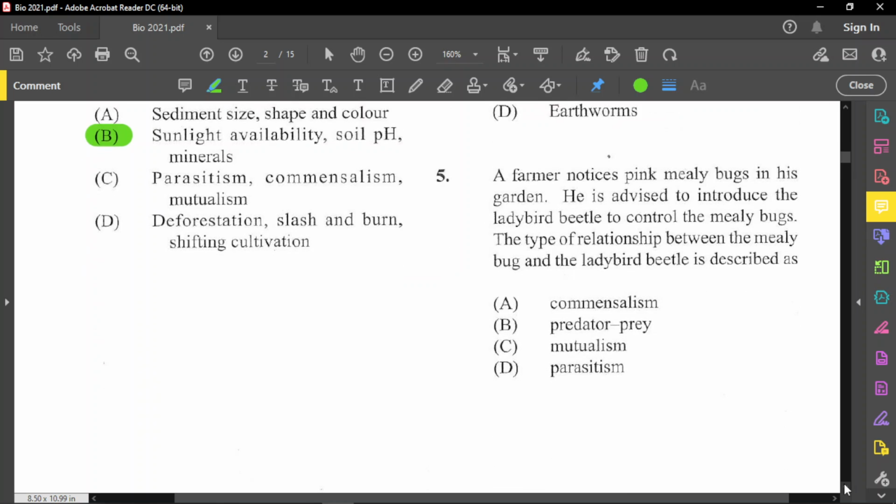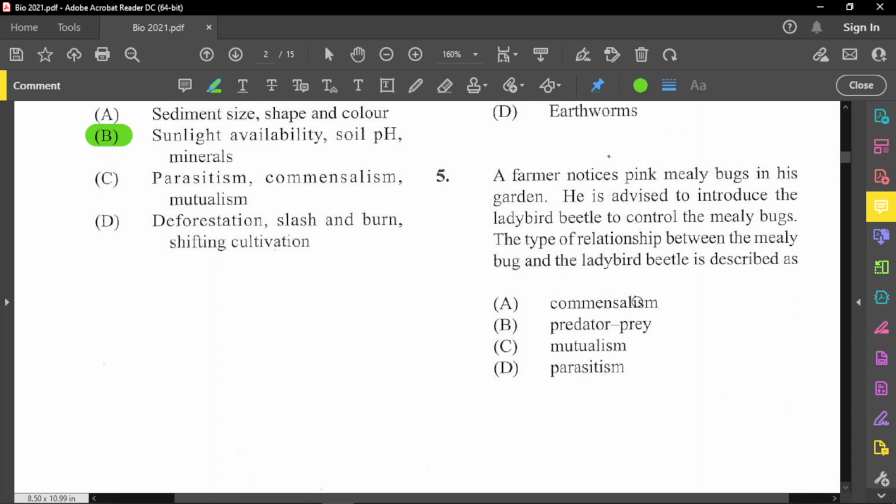All right, let's go to question number 5. Question number 5 says a farmer noticed pink mealy bugs in his garden. He is advised to introduce the ladybird beetle to control the mealy bugs. The type of relationship between the mealybug and the ladybird beetle is described as what? Now, if you look at commensalism and you think about what commensalism means, one organism is benefiting by getting food, for example, and the other one is without any form of harm or danger.